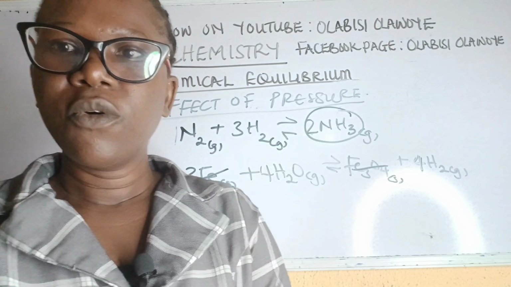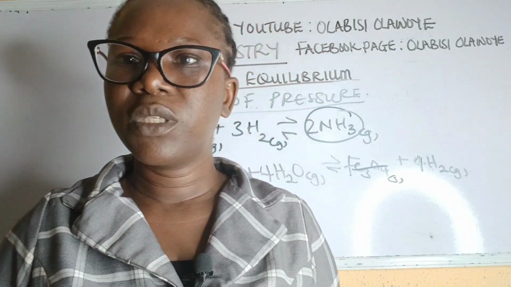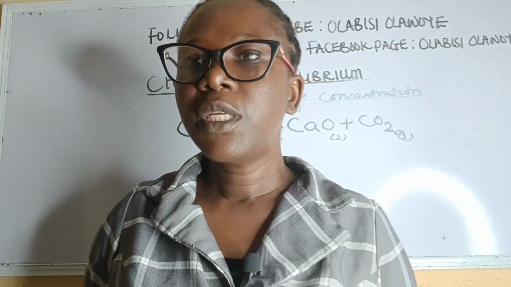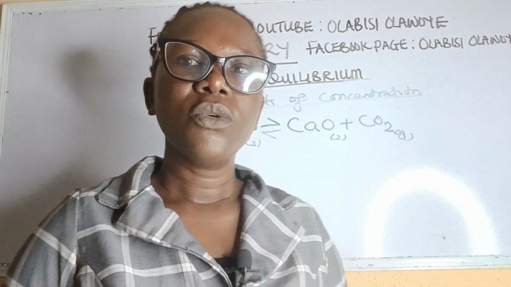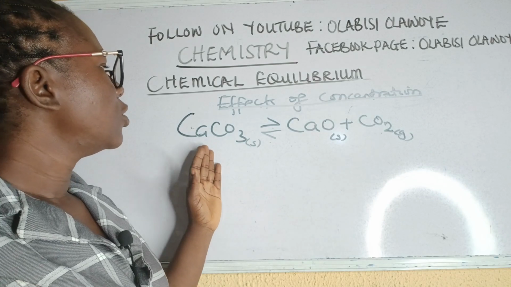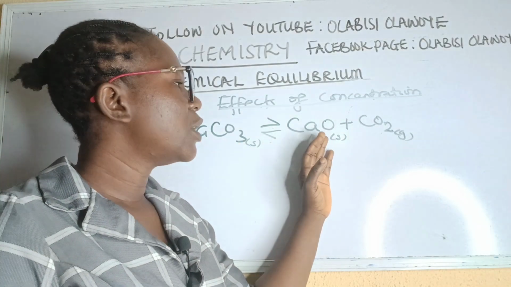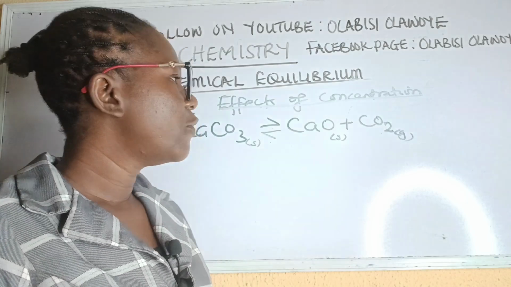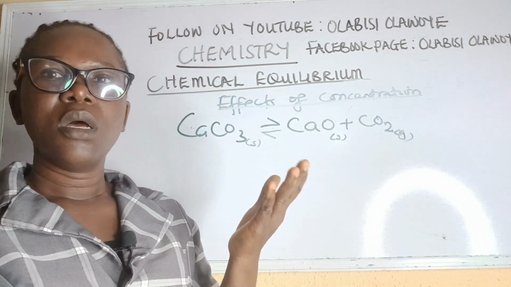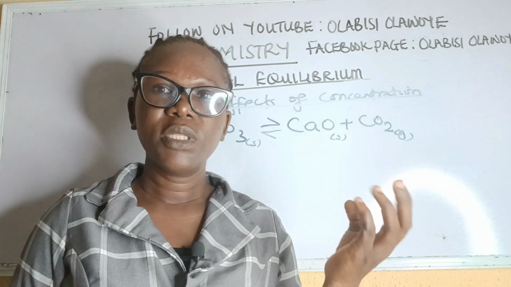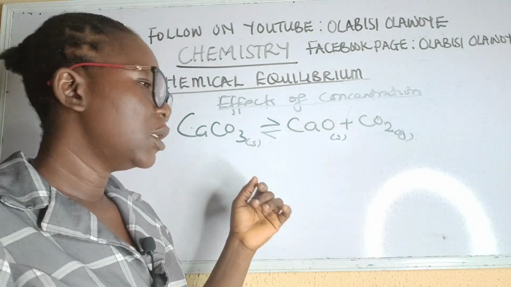So watch out for another effect, which is the effect of concentration. How do we determine the effect of concentration in a chemical equilibrium? Consider this reaction, calcium trioxocarbonate(IV) reacting, or decomposing, to give us calcium oxide, which is quicklime, and carbon(IV) oxide. You can see that this reaction is a reversible reaction. Now, there are 3 factors that affect chemical equilibrium: temperature, pressure, and concentration. Temperature and pressure have been treated earlier.